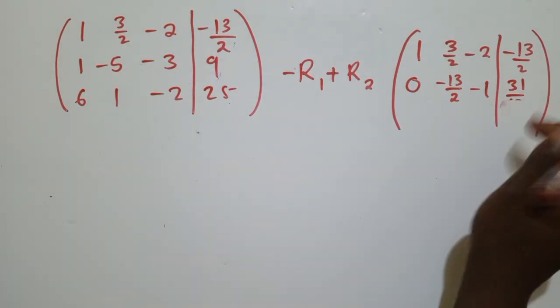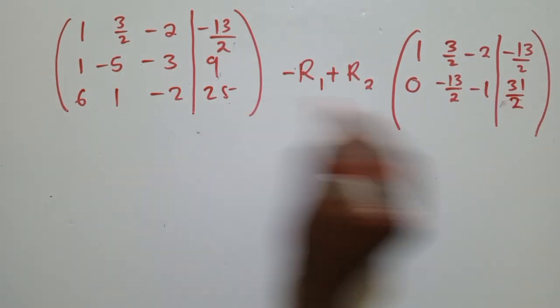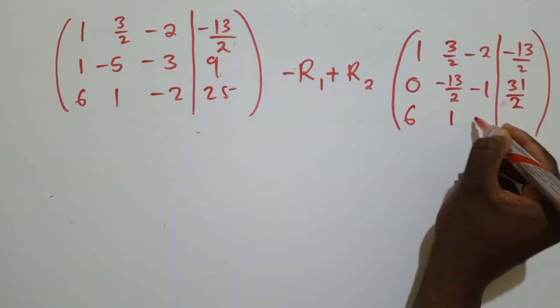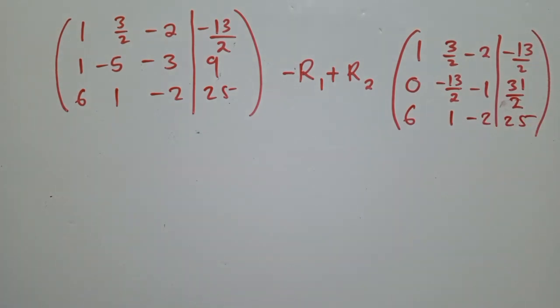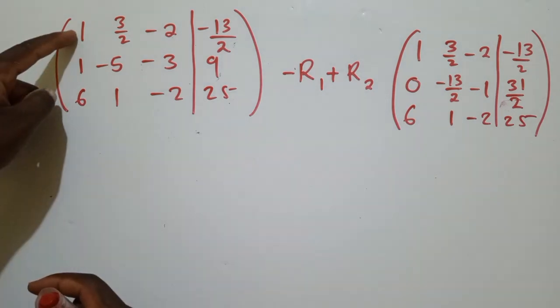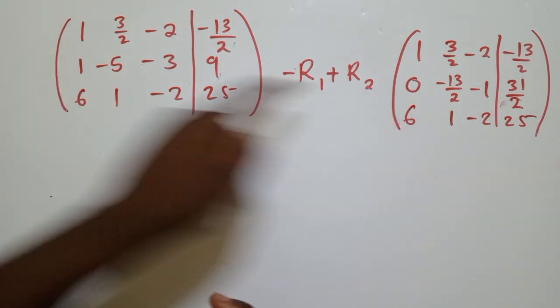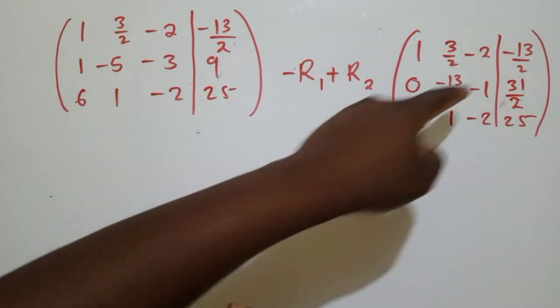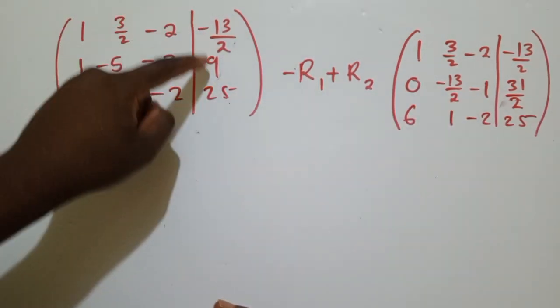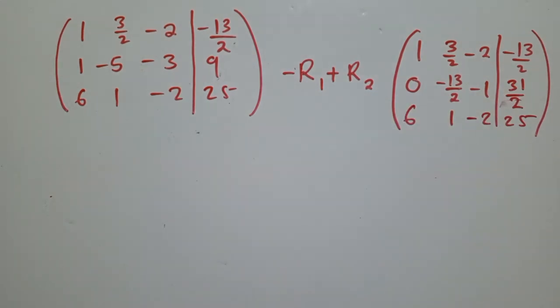Over 2, not 13, over 2. Then the third row, we just maintain it the way it looks. There is nothing to change. Okay, hopefully you understand what is happening. Negative this plus this, 0. Negative this plus this, it's this. Negative this plus this, it's negative 1. Negative this plus this, it's 31 over 2.